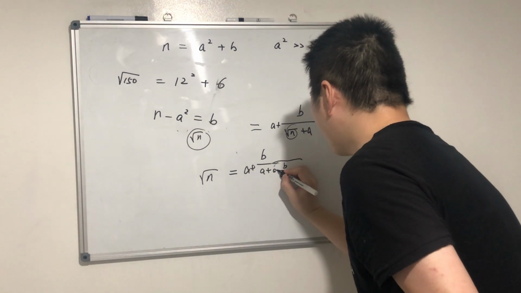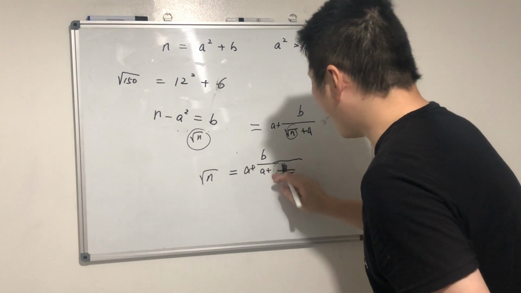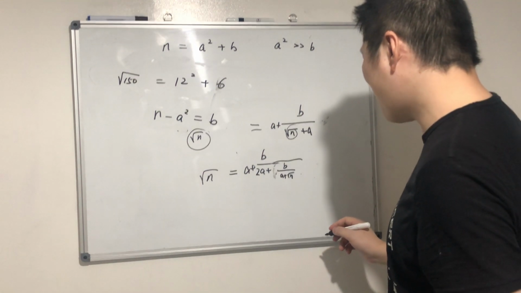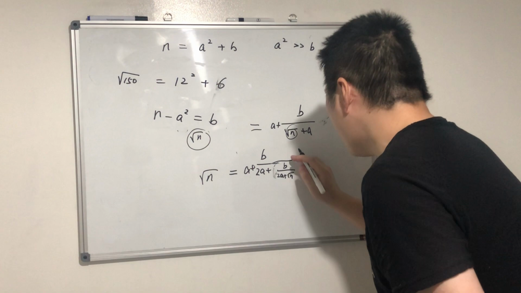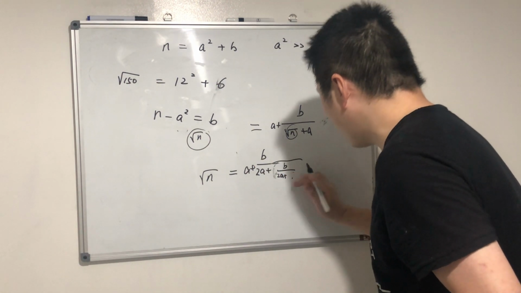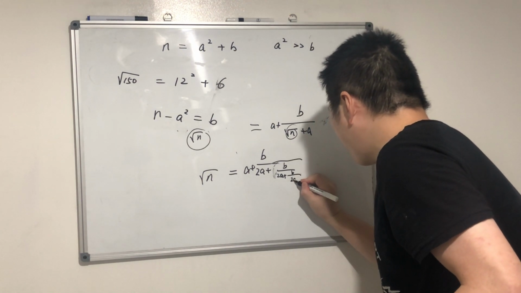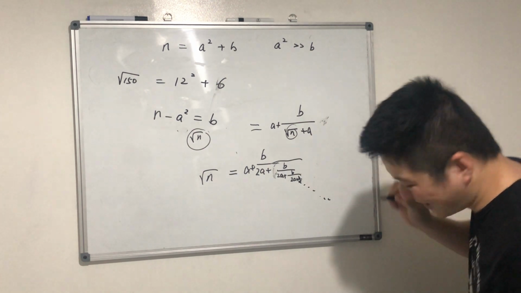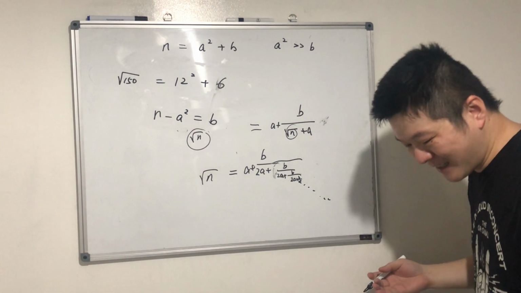A plus that, so that would be 2a, right? 2 times a. This will be the same. So it will be a plus b divided by 2a plus b divided by 2a plus b divided by 2a plus b divided by 2a. So it continues that way. Do you see the magic?